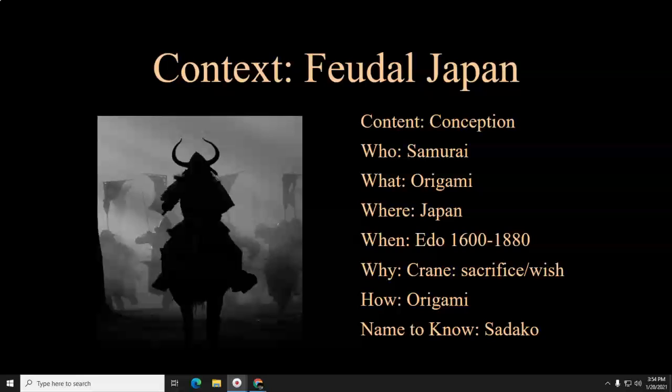So, our basic information, the content that we're working with is conception. The who we're discussing are samurai. The what is origami. The where, Japan. When, the time period is the Edo period from 1600 to 1880. Why was to make a crane, having to do with sacrifice and wishes for specific things to happen. The process is origami. It's both a thing and a verb. And the name that you need to know is Sadako, who we will talk about in the content section.